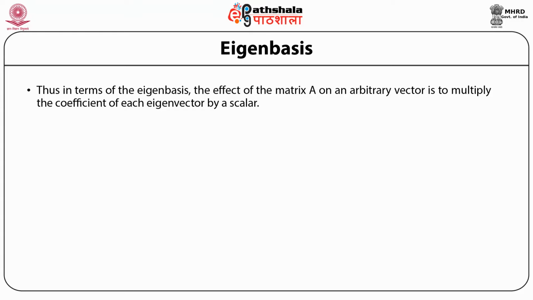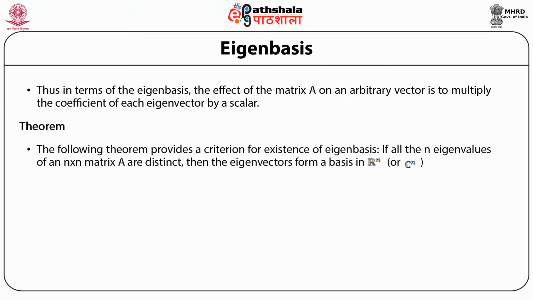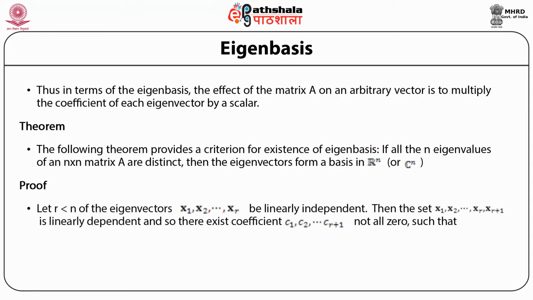Let us take up a theorem. The following theorem provides a criterion for existence of an eigenbasis. If all the n eigenvalues of an n cross n matrix A are distinct, then the eigenvectors form a basis in R raised to power n. Let us prove it. Let r be less than n of the eigenvectors x1, x2, and so on till xr be linearly independent.